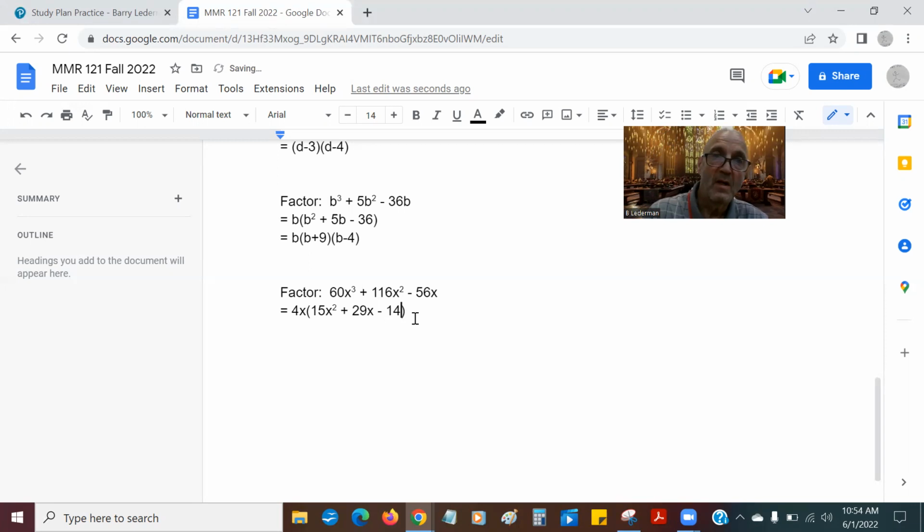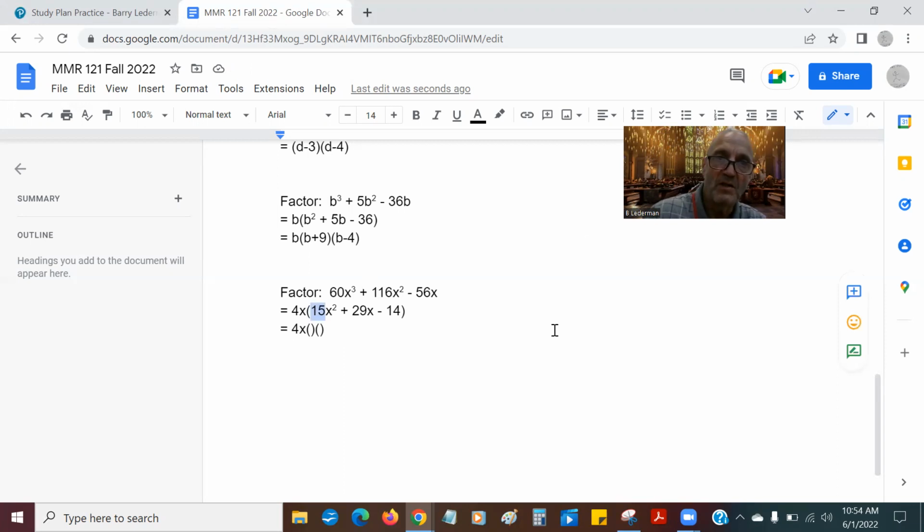Okay. Now, what I want to do here is 4x times, again, these are skills that you probably did in algebra, and so we see we have the 15 here. We have the 15 right there.